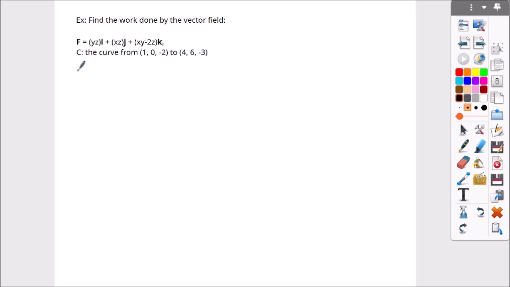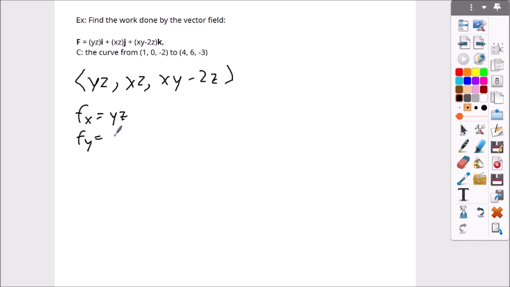All right. So f is yz, xz, and xy minus 2z. So this will be a little bit harder. So f sub x is yz, f sub y is xz, and f sub z is xy minus 2z. By inspection, I already know what this is going to be, but I'm not going to try to surprise you guys. It's xyz minus z squared, but let's do it the way that I want to do it.